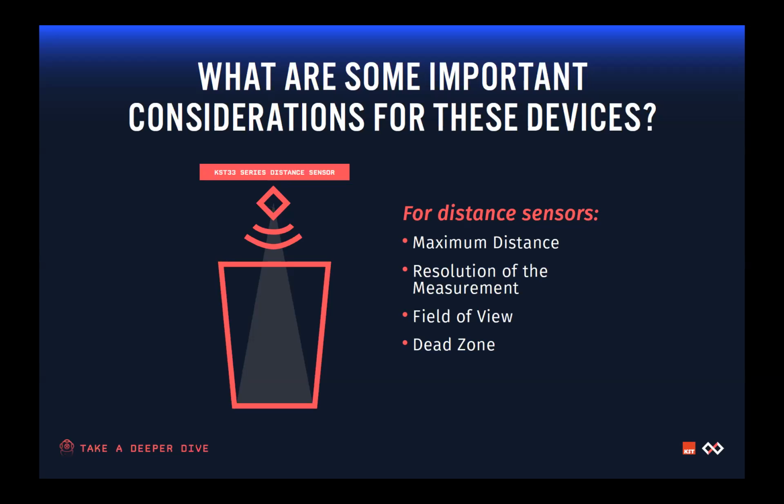We found that laser-based devices like the KST 3320 have a great range from anywhere from 0 to about 4 to 5 meters. However, if we need to see beyond 4 to 5 meters, we found that ultrasonic sensors are really the way to go. Sometimes they have a maximum distance up to 20 or 30 meters.